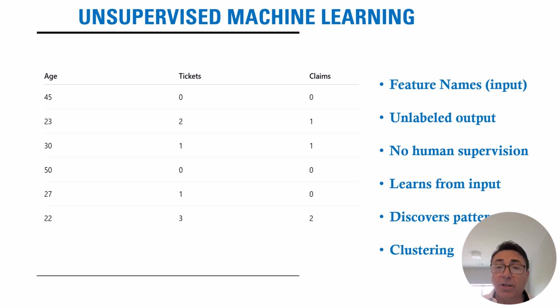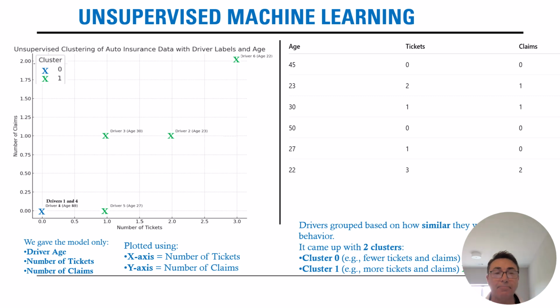So unsupervised machine learning, we provide the input, the age, the tickets, the claims, but we don't label the output. We don't do supervision here. Unsupervised, it learns from the input, finds patterns, and then clusters those. In this situation, for input, we have the driver age, the number of tickets, and the number of claims. The x-axis equals the number of tickets, and the y-axis equals the number of claims.